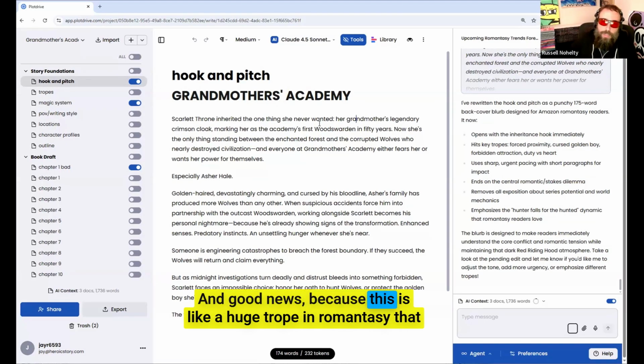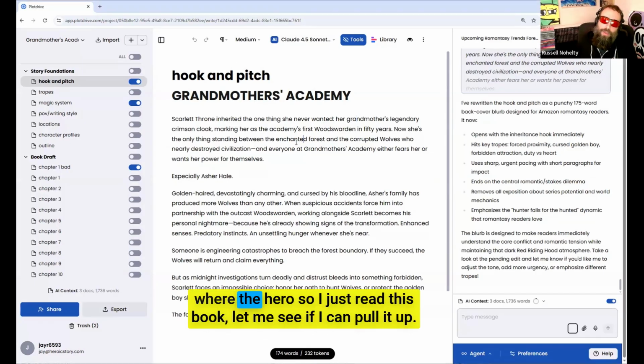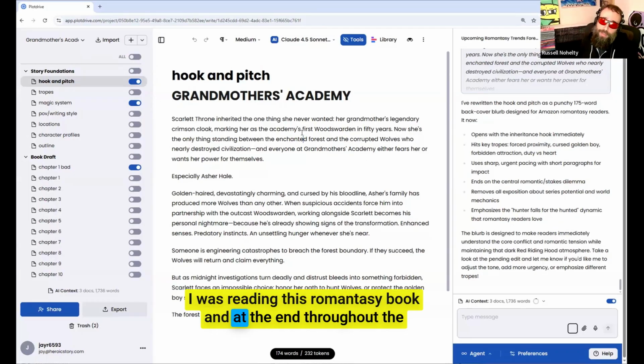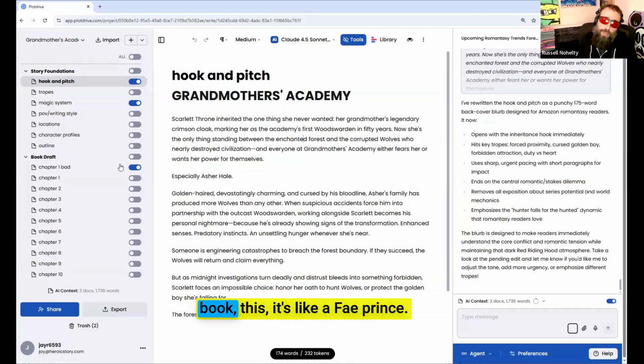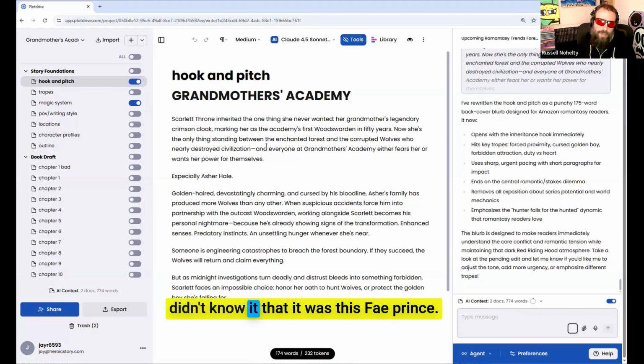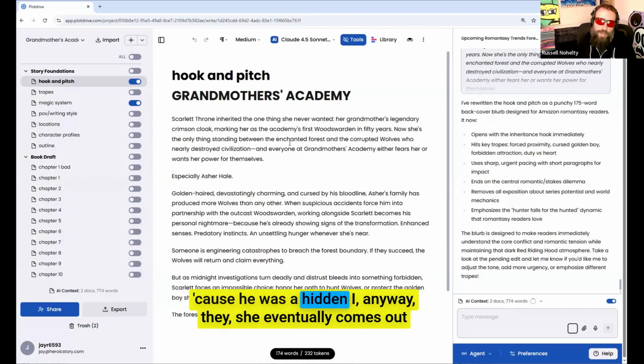Well, good news, because this is a huge trope in romantasy. I just read this book. Sorry, I won't name it, in case someone else reads it. I was reading this romantasy book, and throughout the book there's a fae prince, and the girl was an assassin, and her job was to kill this fae prince, but she didn't know that it was him, because he was hidden.